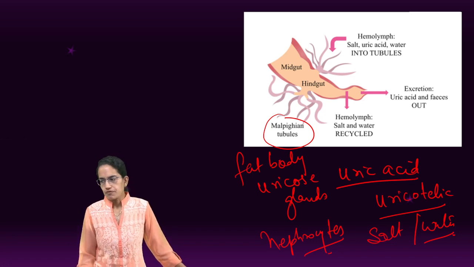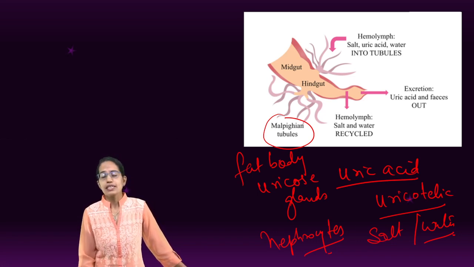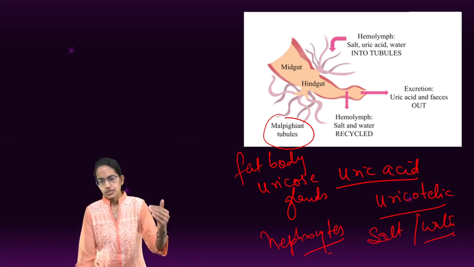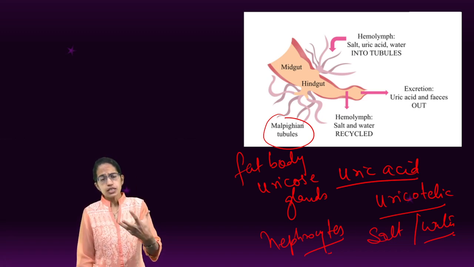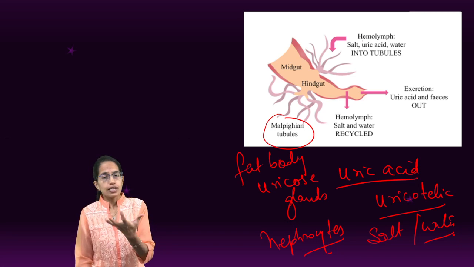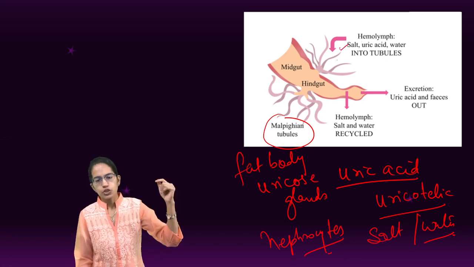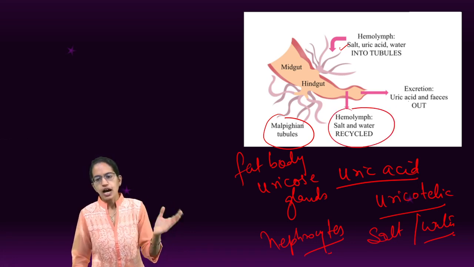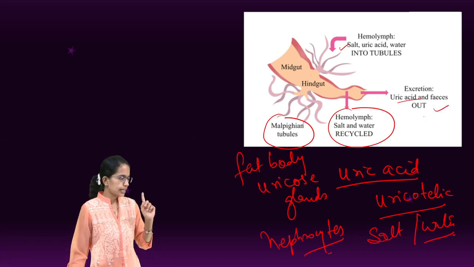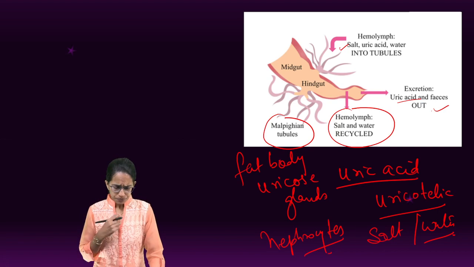In the case of Malpighian tubules, this tubule is lined by glandular and ciliated cells. Now, this waste is excreted as uricotelic. Now, hemolymph is where you have the colorless plasma, and it has salt, uric acid and water which goes into the tubules. Now, the salt and water gets recycled. However, uric acid is excreted, and this is the basic idea of the excretion system of cockroach.